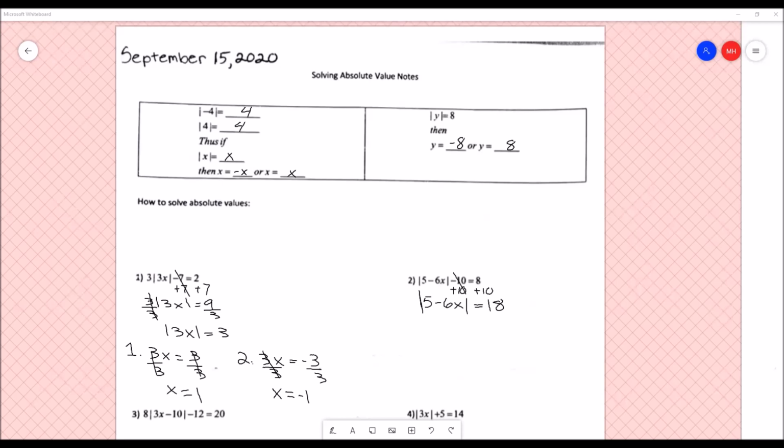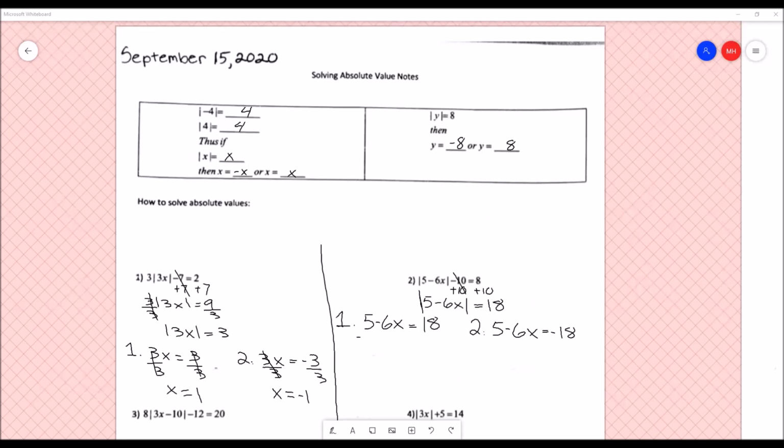Now, just like before, I'm going to make 2 equations again. Equation 1, we'll write a line right here to separate our questions. So equation 1, I get 5 minus 6x equals +18. Equation 2, the same thing, except my answer is going to be negative. 5 minus 6x equals -18. So I've got equation 1 and equation 2. I have to solve both of them.